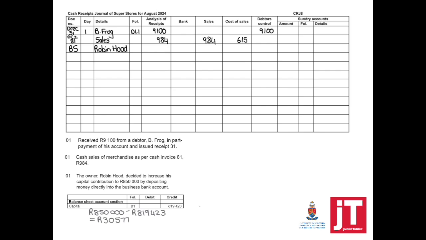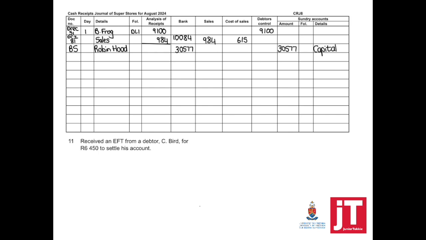So my source document is bank statement. From who did we receive the money? Robin Hood. For what reason? It goes directly into the bank, and this is because of capital. And now you will see there were no other transactions on that day. So when we now close off analysis, we're only going to add the 9,100 plus the 984. So be careful, because this is often where we make mistakes when we complete the cash receipts journal.